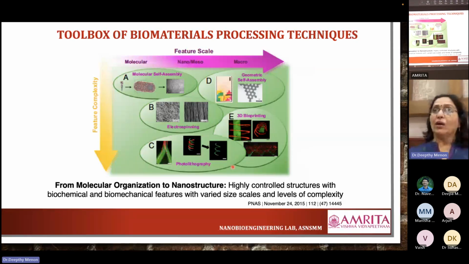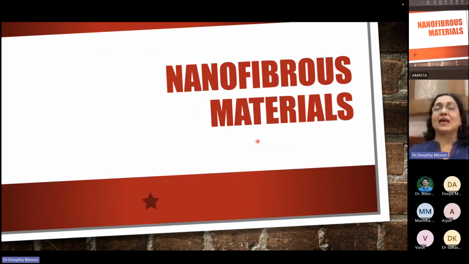So moving on, to develop all these nanomaterials, we have a wide variety of processing tools to make materials which are at the molecular scale, to nano or meso scale and even up to macro scales. And we can develop complex materials also. So there are different techniques that are already in place. Molecular self-assembly, geometric self-assembly, electrospinning, photolithography, 3D bioprinting, etc. Now, first, let me start with nanofibrous materials.